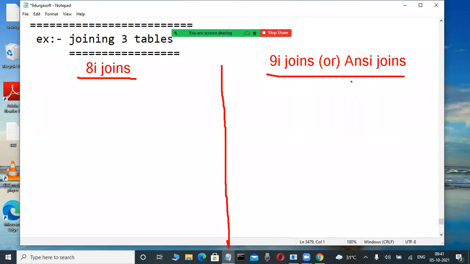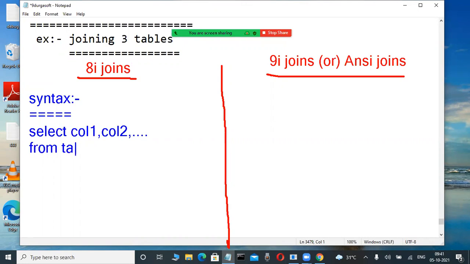ANSI joins. Three tables, syntax, write it fast. Select the number of columns, which columns you are interested to display, those columns from number of tables: from table name 1, comma, table name 2, comma, table name 3.